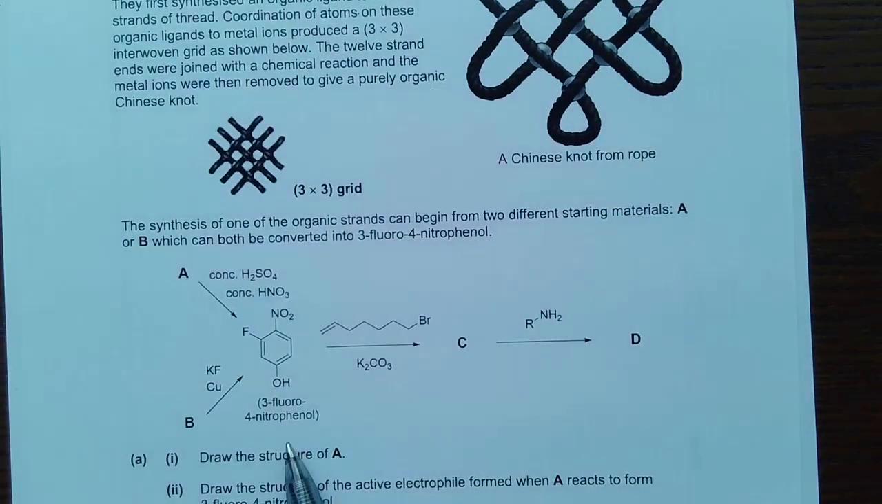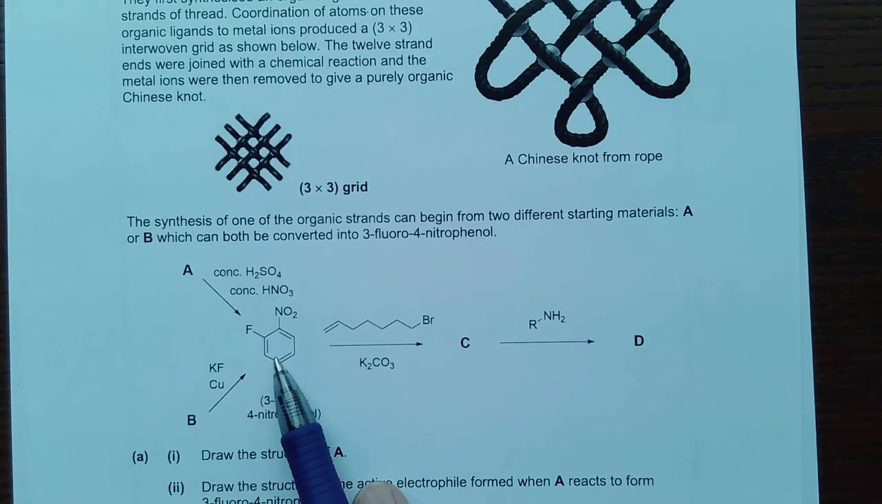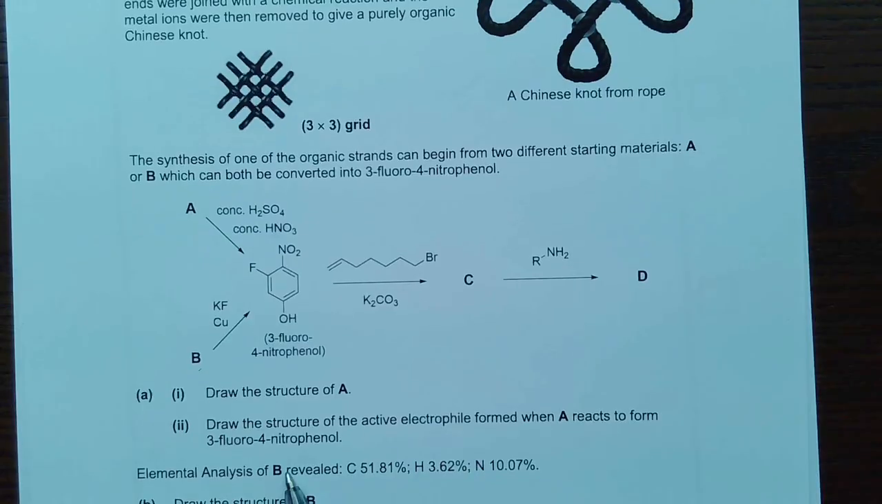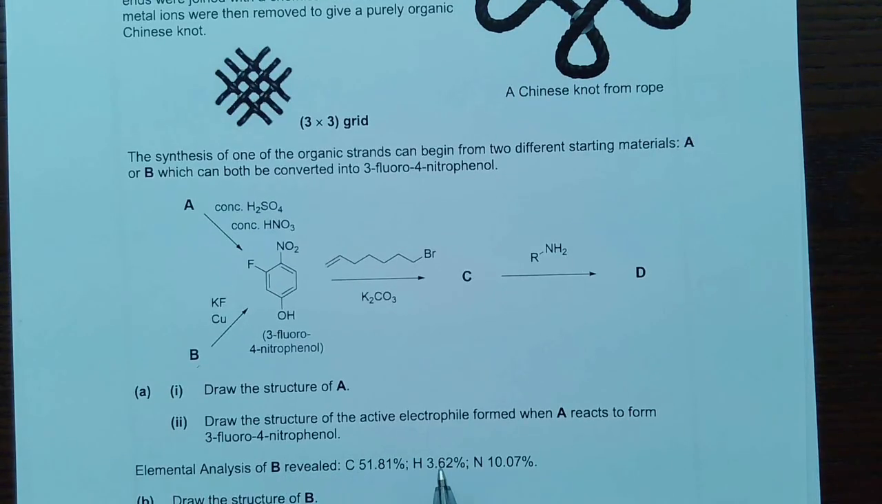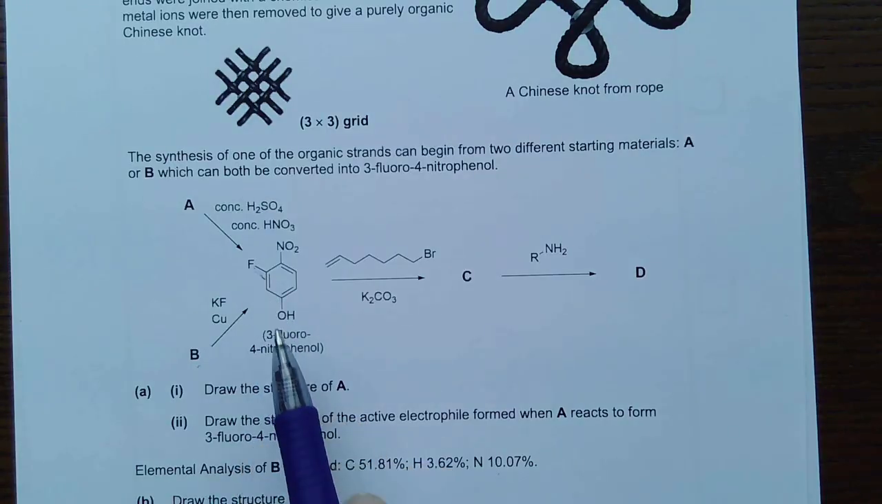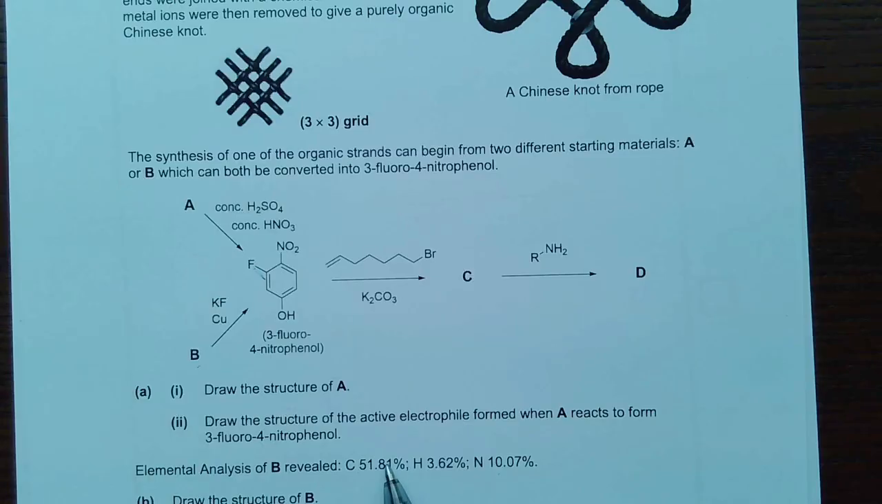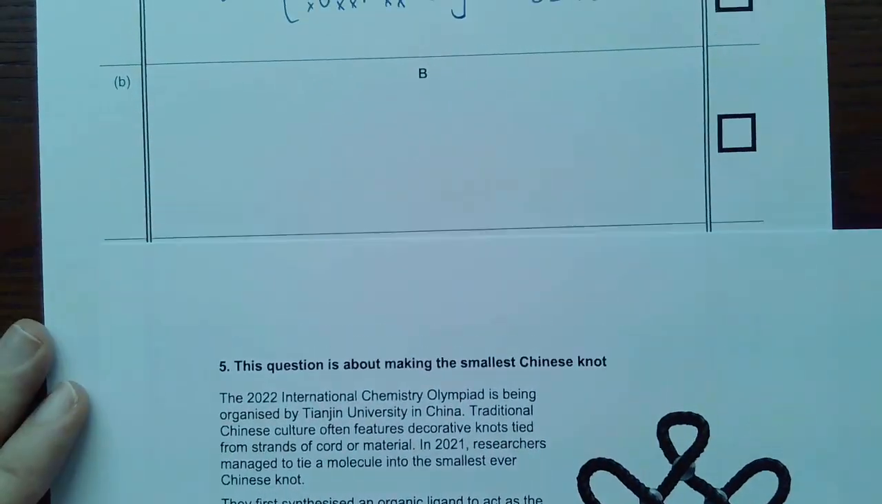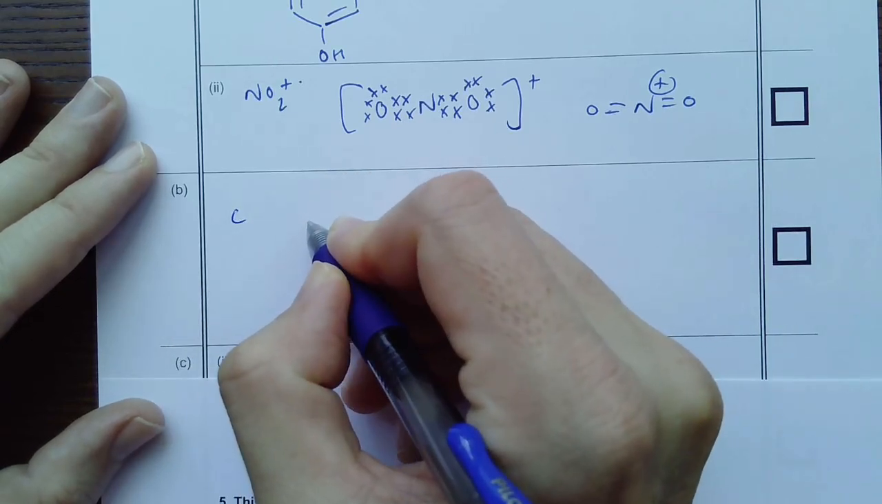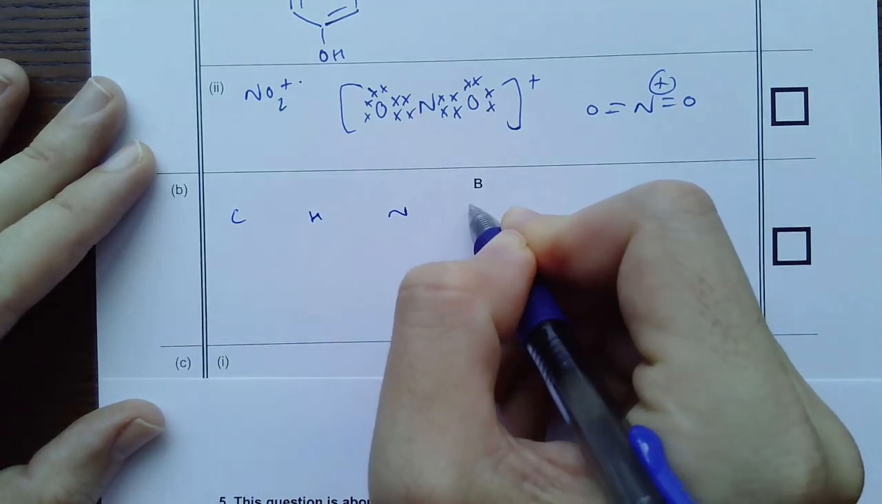Okay, then we're going to have the alternative way of approaching our first compound from B, and you're told that elemental analysis of B is carbon, hydrogen, nitrogen. This reaction here with the copper catalyst and the potassium fluoride is just going to add on the fluorine. So I've got my carbon, I've got my hydrogen, I've got my nitrogen. The missing is the oxygen. So it's just a simple empirical formula calculation, but also with oxygen.